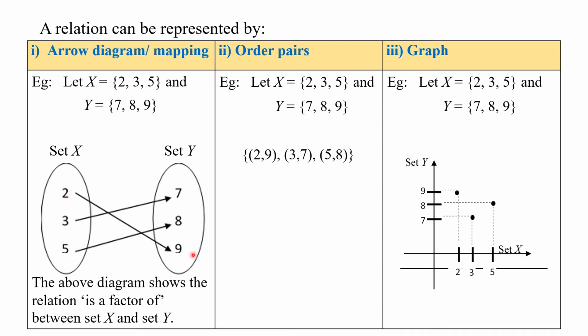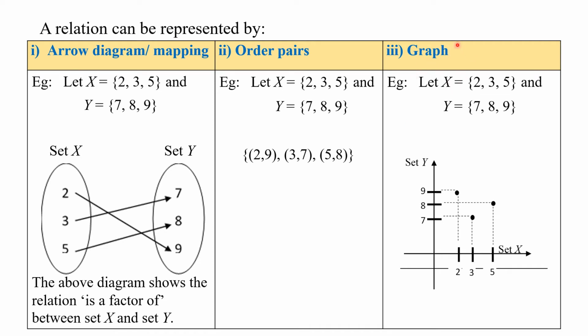Alright, and for ordered pairs, the same goes as well. We know that the first set is domain and the second set is range. So for ordered pairs, the pair should be domain and range, then domain and range, then domain and range again, until you run out of elements. Okay, so this goes like when 2 is mapped to 9, so the ordered pairs is 2 and 9.